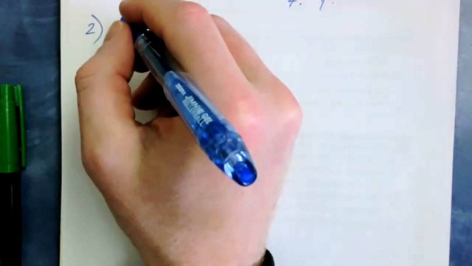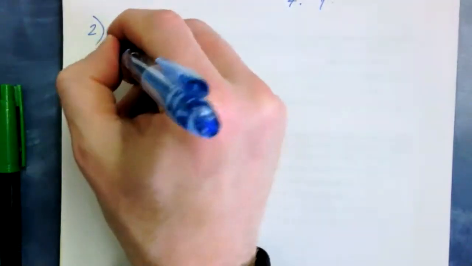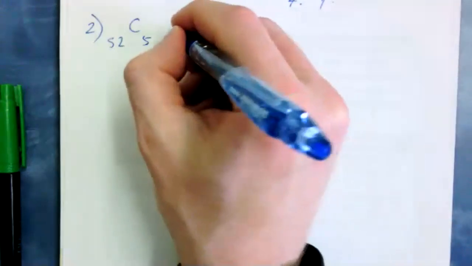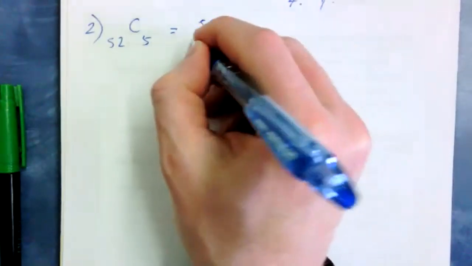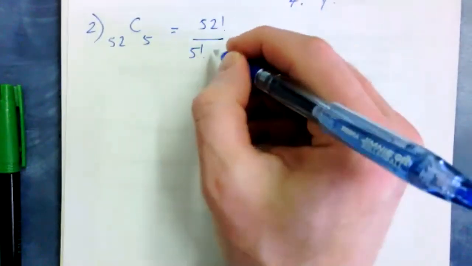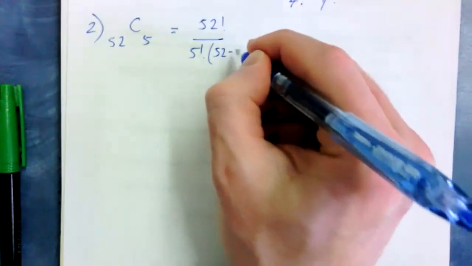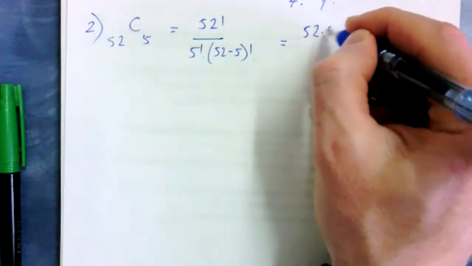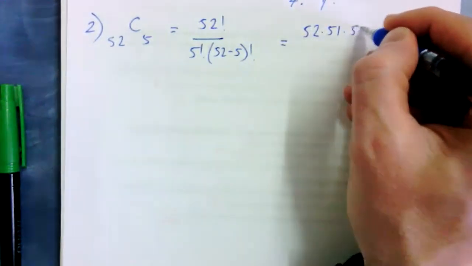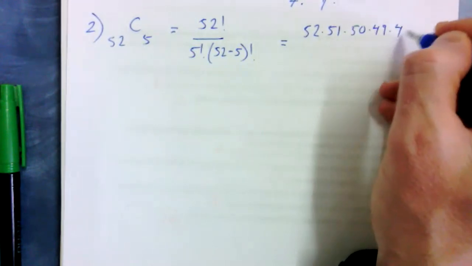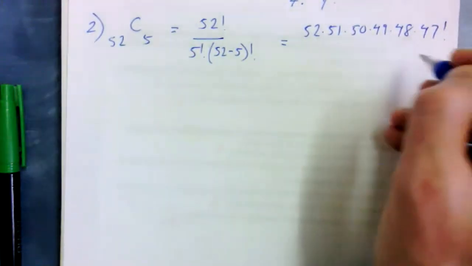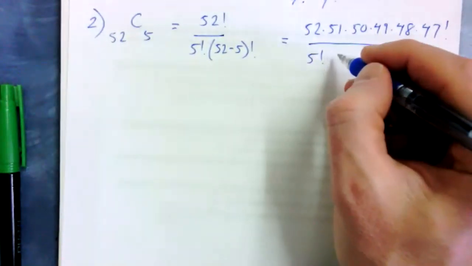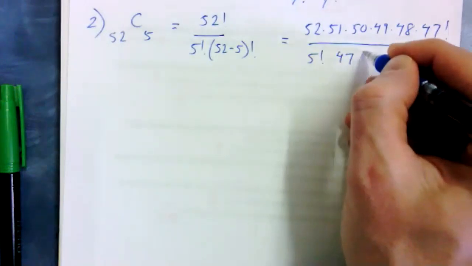How many 5 card poker hands are possible with a 52 card deck? So that's 52C5. This is where a calculator comes in handy. So we have 52 factorial over 5 factorial times (52 minus 5) factorial, which equals 52 times 51 times 50 times 49 times 48 times 47 factorial over 5 factorial times 47 factorial.